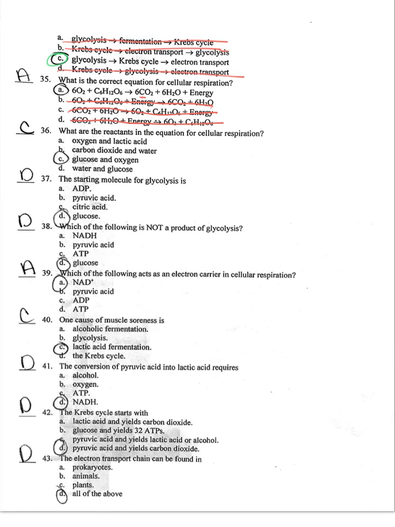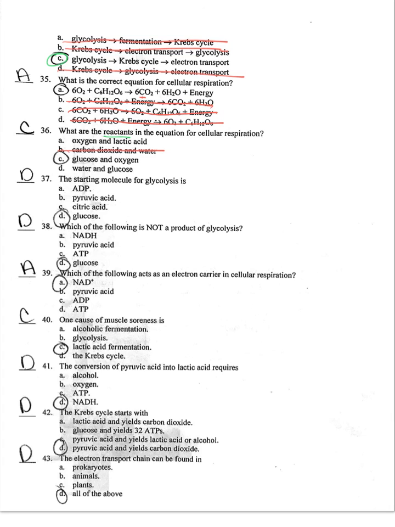What are the reactants in the equation for cellular respiration? Cellular respiration, you're going to have glucose and oxygen. That's it. Those are your reactants. You're asking for reactants, glucose and oxygen. You're going to produce water and carbon dioxide. So that's where they're getting this carbon dioxide and water. They're trying to see if you understand reactants versus products.